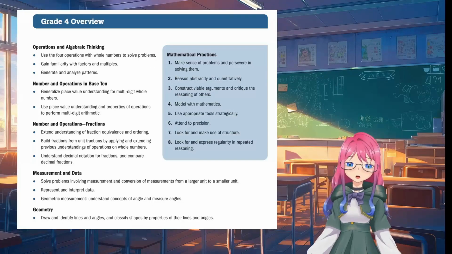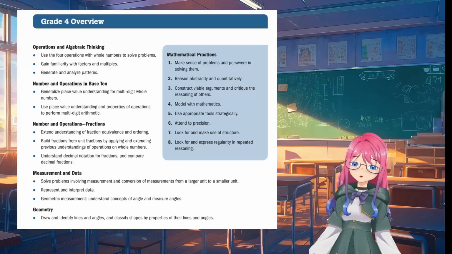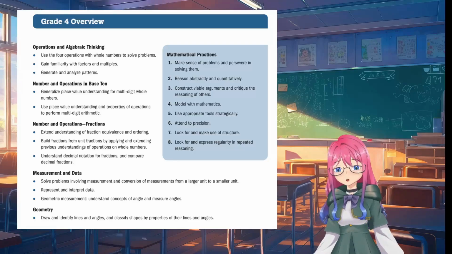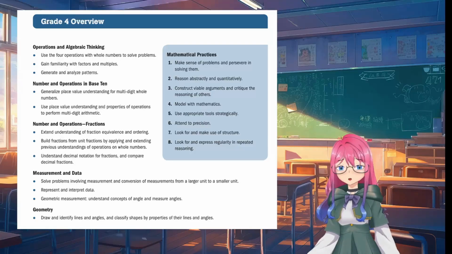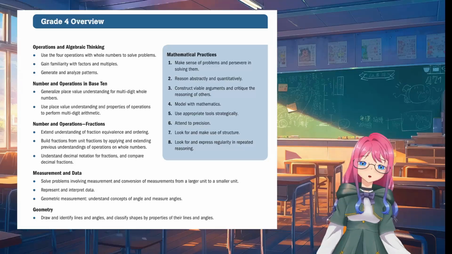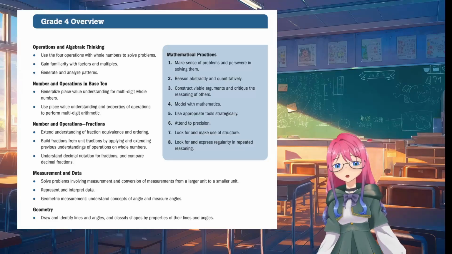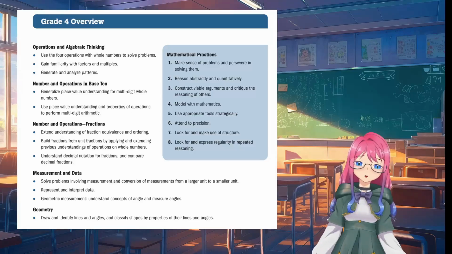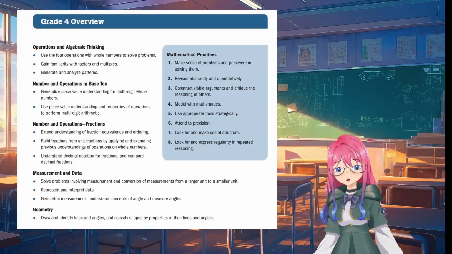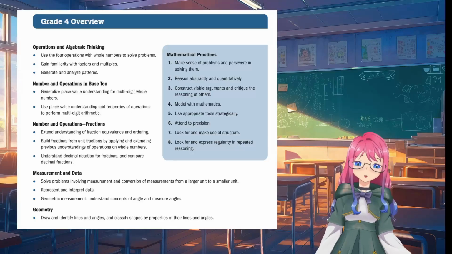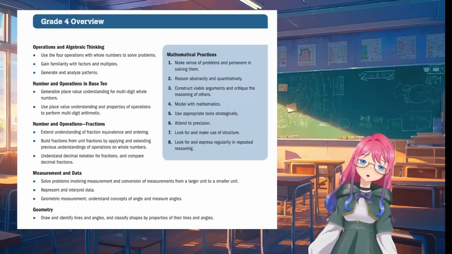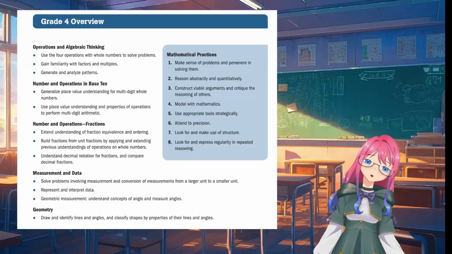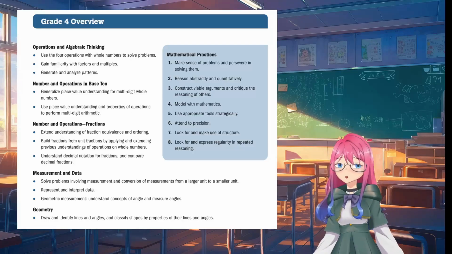In the next standard, number and operations in fractions, they want students to be able to extend understanding of fraction equivalence and ordering, which means they want students to understand how to figure out equivalent fractions and how to order fractions in greatest to least and least to greatest. They want students to be able to build fractions from unit fractions and apply and extend previous understanding of operations on whole numbers. So where we had adding, subtracting, multiplying, and dividing with whole numbers, now they want us to be able to apply that to fractions as well.